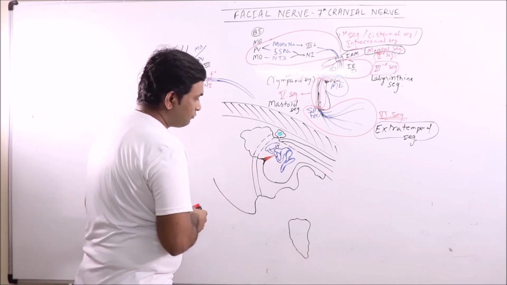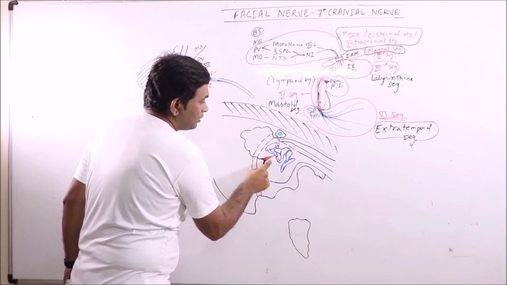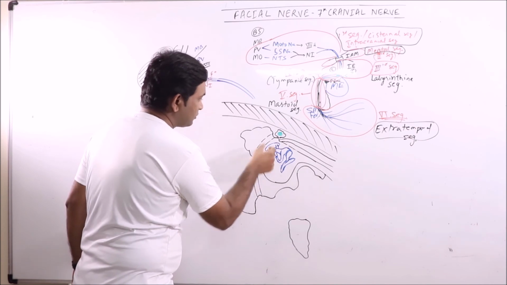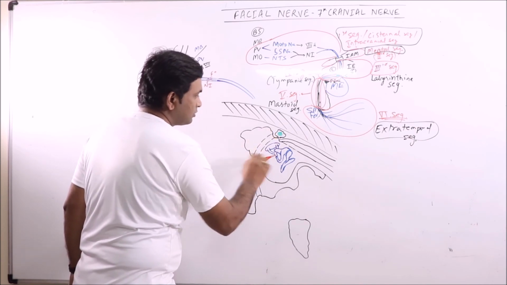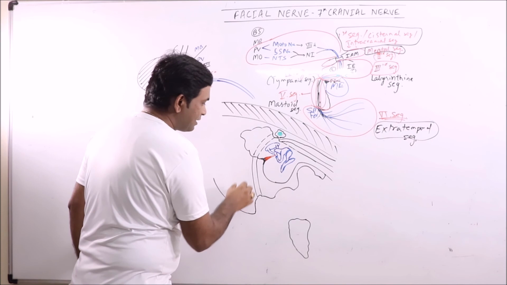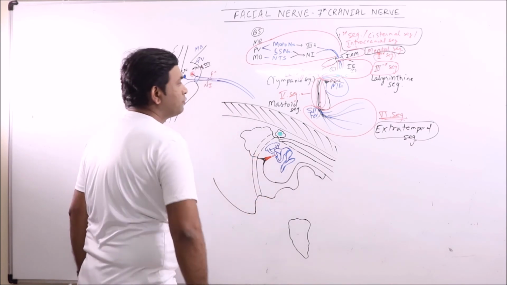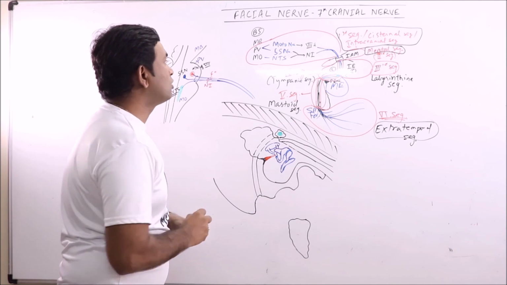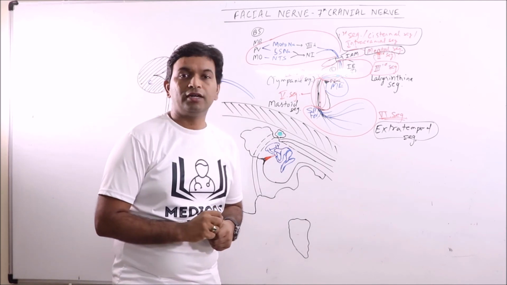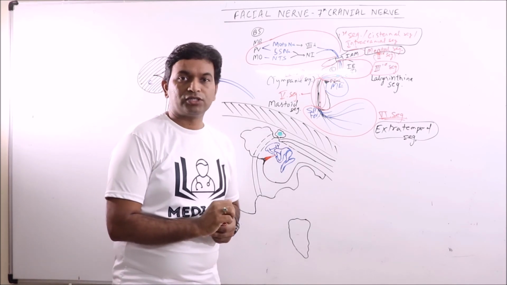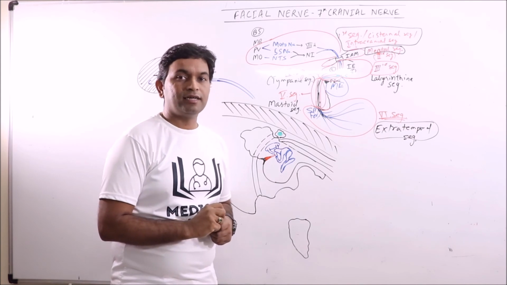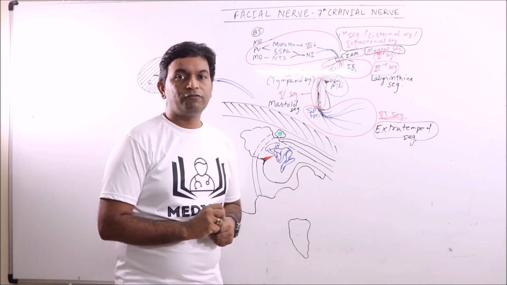Now this is also a view. This is the pyramidal eminence. This is the tympanic part. This one is the geniculate ganglia, and this one is the mastoid part. This is the stylomastoid foramen in the mastoid part. So this is the outline of the facial cranial nerve and its 6 components. In the next lecture, I'll discuss the first segment of the facial cranial nerve.